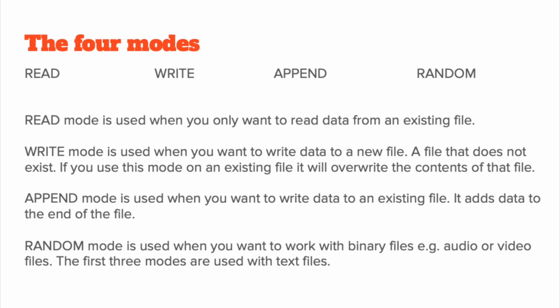The random mode is used when you want to work with binary files, and binary files are files which store audio or video. The first 3 modes are used when we work with text files. We don't need to know how to program random files, but you need to be aware how random files actually work. In the paper 4 exam, you're going to be given text files to work with. Random files, you only need to know the knowledge of, and that's for paper 3 and pseudocode format.